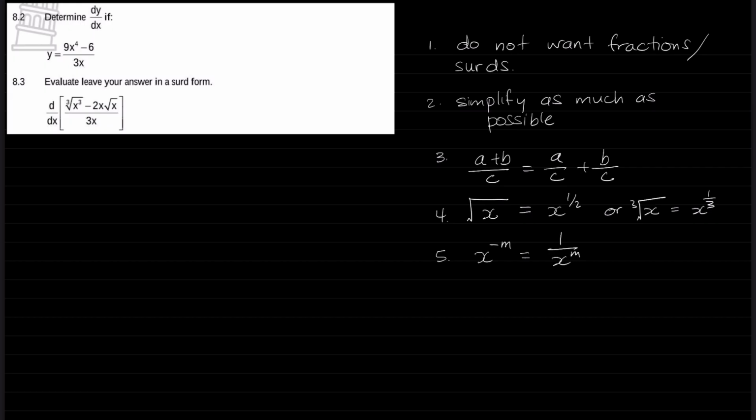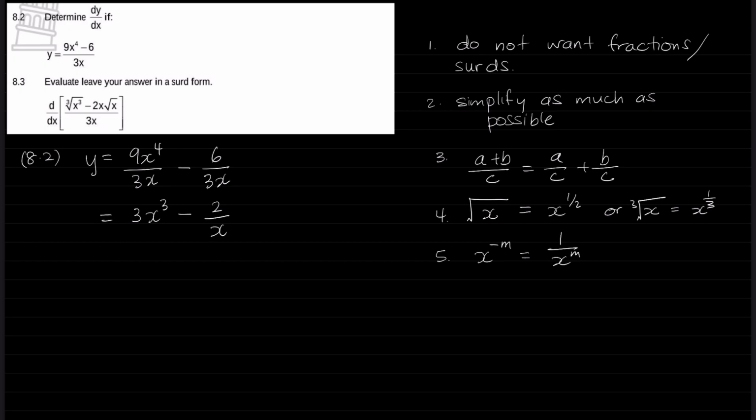Question 8.2, determine dy/dx if y is equal to that. As I said before, we want to try and get rid of the fraction. So the first thing we can do is split it up. We'll say y is equal to 9x to the power of 4 divided by 3x, and then minus 6 divided by 3x. Then let's simplify as much as possible. 9 divided by 3 is 3, and x to the power of 4 divided by x is x to the power of 3. Then minus 6 divided by 3 is 2, and we're left with x in our denominator.